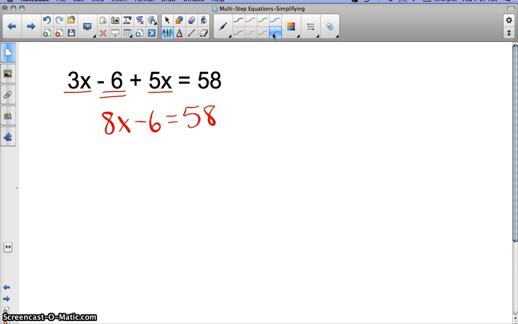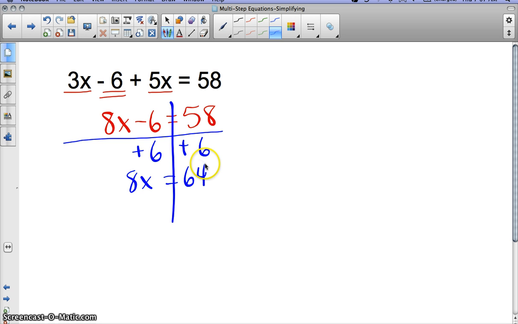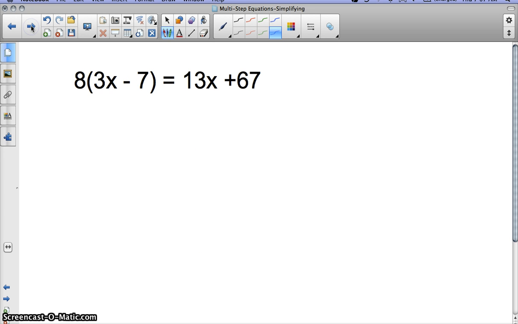Alright, so now that we simplified, we toss out our t-chart. It's a regular two-step equation. So, add 6 to both sides. We end up with 8x is equal to 64. Divide both sides by 8, and x is equal to 8. Alright, that was a pretty easy one. I just wanted to introduce the whole concept. Now let's get into a little bit tougher ones.